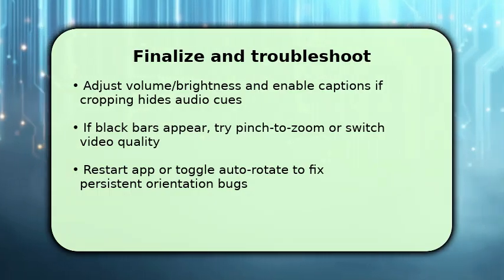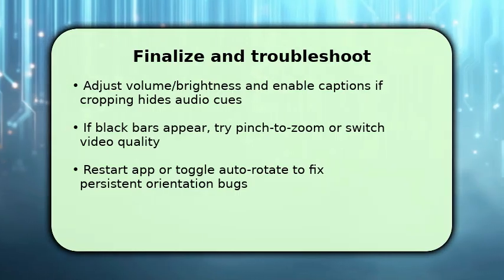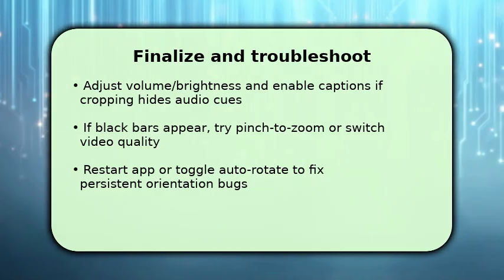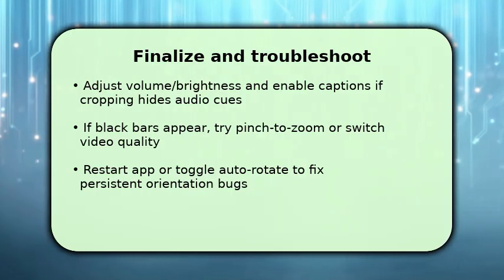If the player refuses to stay in portrait, restart the YouTube app and toggle auto-rotate off then on. That often clears glitches. If problems persist, reboot the device or update the app to resolve persistent orientation issues.